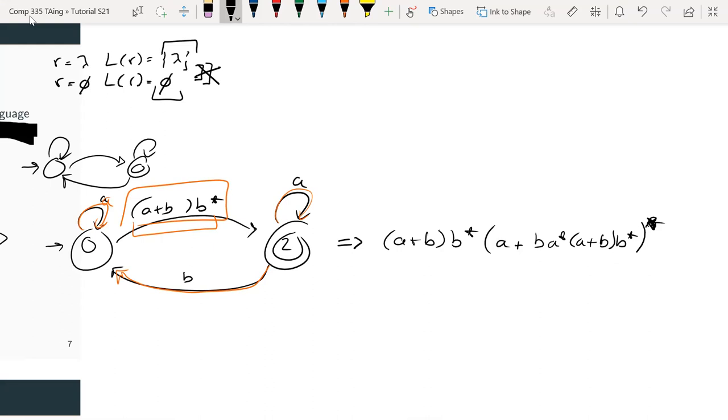Before any B's? Yeah, I'm thinking. Yeah, you're right. Because you can stay in zero and then go to two. Yes, good. Thank you. Good. And then even for two, shouldn't there be A star?